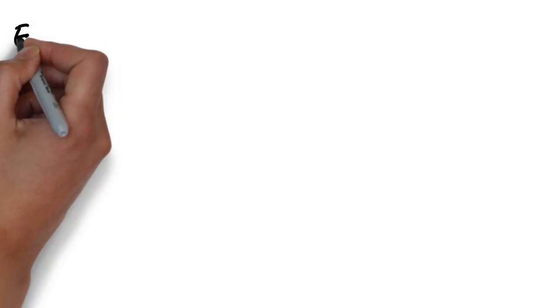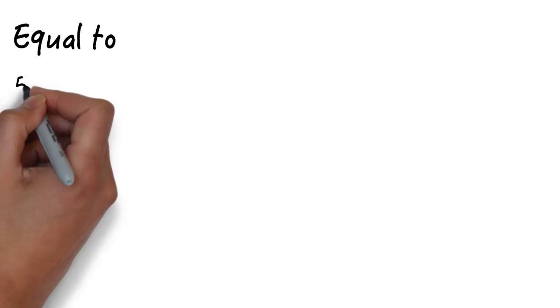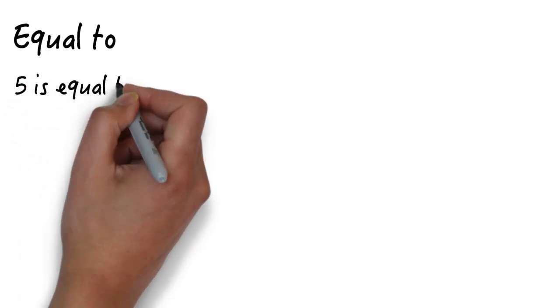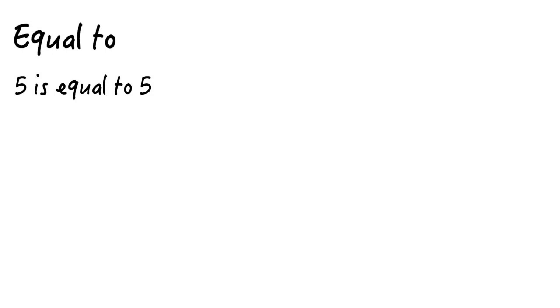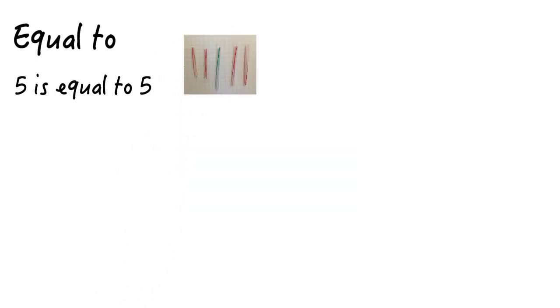Last of all, let's talk about equals to. Equals to just means that the two numbers have the same value. So 5 is equal to 5. And we know that because when we get 5 objects and we count another 5 objects, we can see they're the same.